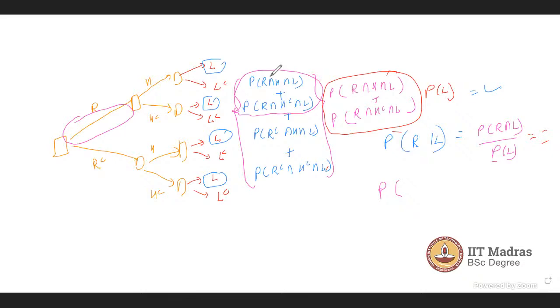Which method do you prefer? I prefer either the tree or the normal multiplication law of probability. I don't generally go for contingency table.